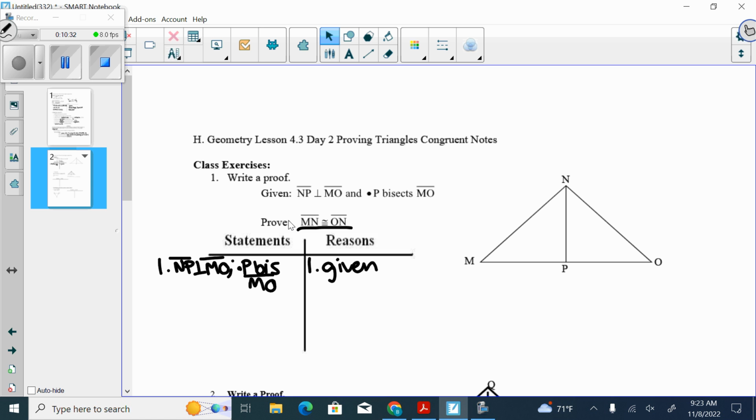Okay, so I'm going to come over here to my picture and mark all of that information. So if NP and MO are perpendicular, what does that mean I'm allowed to mark? Angles NPM and NPO are right angles. Yes, we have right angles. Very good. Okay. Then it says point P bisects MO. Right, we got two congruent segments. Okay. And then is there anything that they didn't mention that we know we can mark? Shared side. Okay. So do we have three things now? Okay, so now I just need to go back over to my proof, make sure we mention those three things, and then I can say my triangles are congruent.